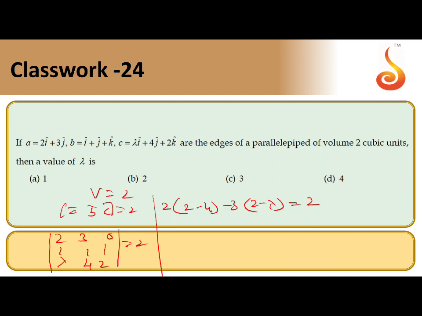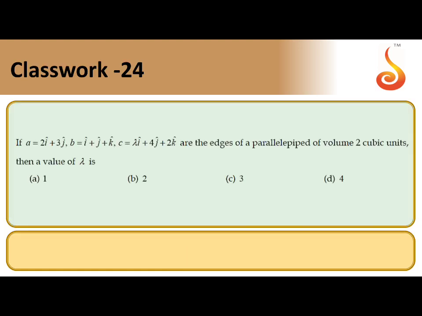Simplify. What here? 2 into minus 2 minus 4, minus 6 plus 3 lambda equal to 2. So 3 lambda equal to 2 plus 10. So 3 lambda equal to 12. Lambda equal to 4 is the answer. Check the answer. Which option is matching? So volume equal to 2. Volume is nothing but box ABC. So determinant equal to 2 and solve it to get the answer. Clear? Check the answer. Option D is the right answer.